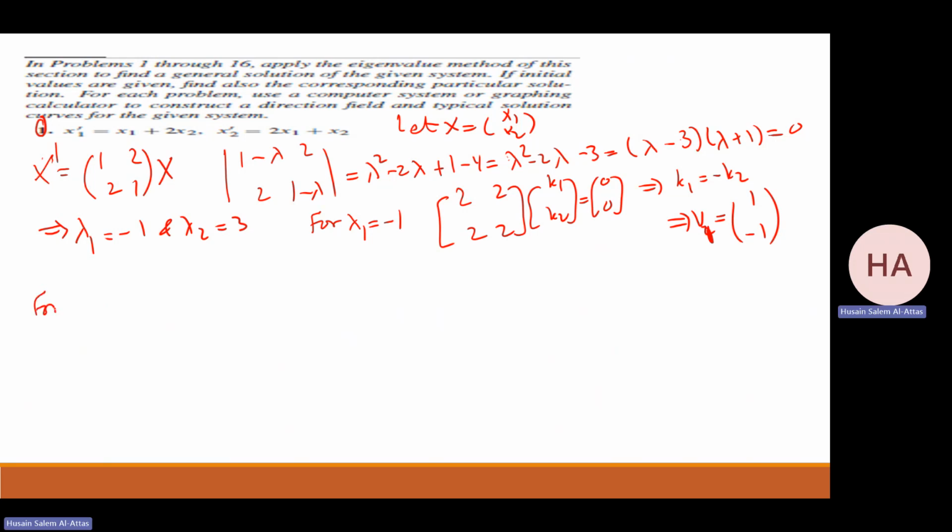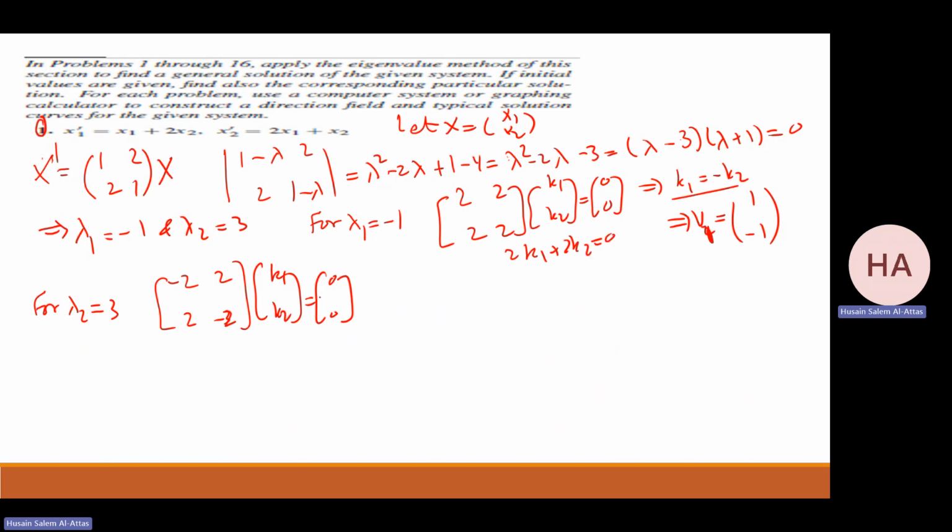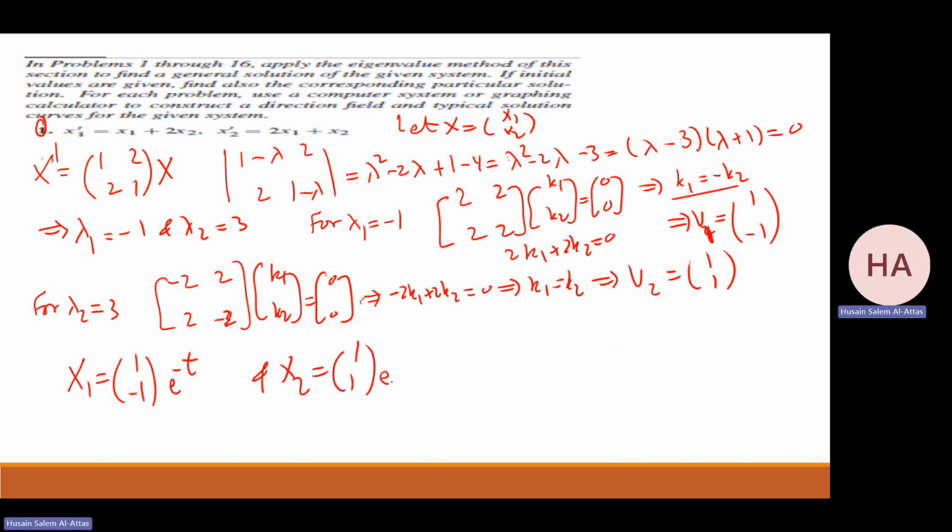Now I will do for lambda 2 equal 3. What I have? 1 minus 3, that will be minus 2, 2. 2, 1 minus 3, which is minus 2, times k1, k2 equals 0, 0. Here I have minus 2k1 plus 2k2 equals 0, which means k1 equal k2. So my v2 is 1, 1. So I have x1 will be 1, minus 1 e to the minus t, and x2, 1, 1 e to the 3t.